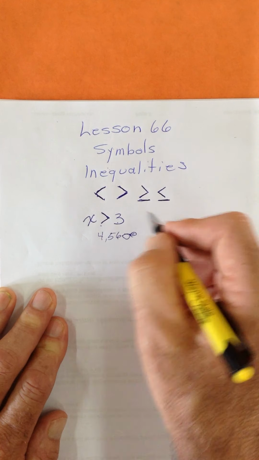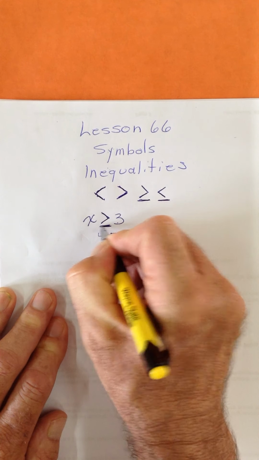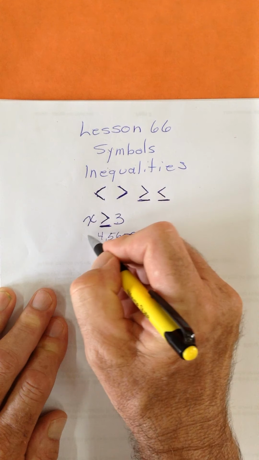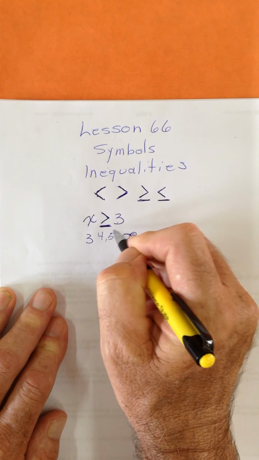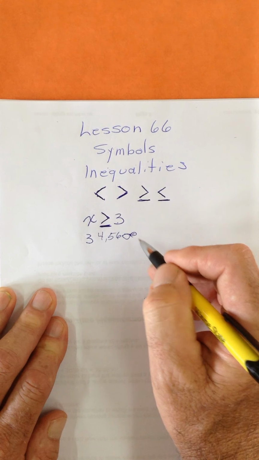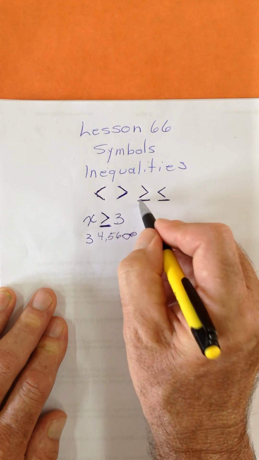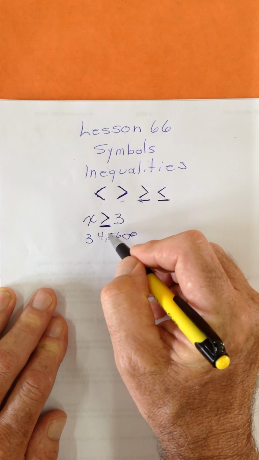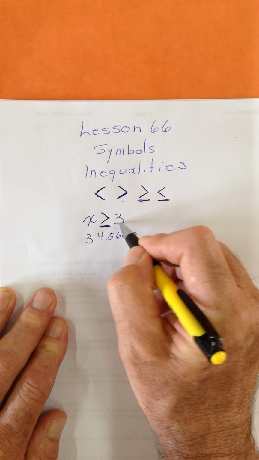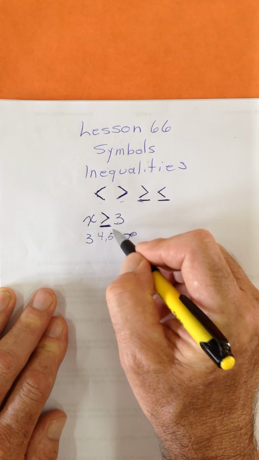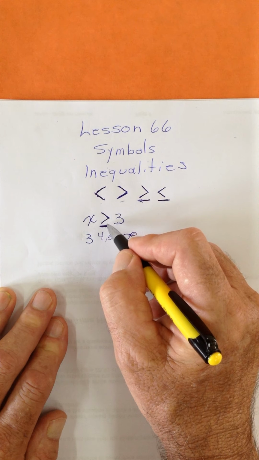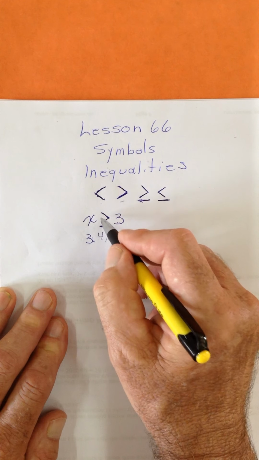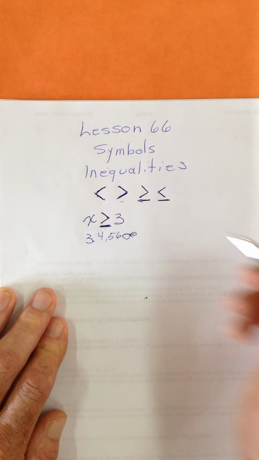But if they have a line underneath, that means you include 3. X can be equal to 3 or any number greater than 3. So the difference between these two is that without the line, you don't include this. It's not equal to 3. With it, you include the 3. Okay? So that would be x is greater than or equal to 3.